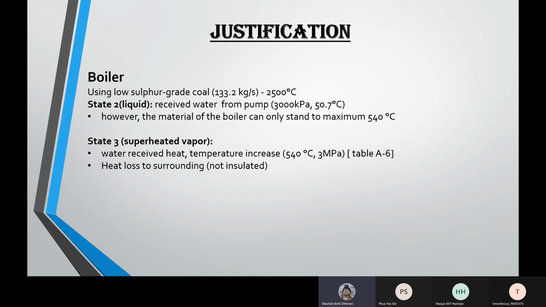540 degrees Celsius, which is the heat received from the boiler. The water will receive the heat from the boiler, and then the temperature increases to 540 degrees Celsius, and the state of the liquid becomes a superheated vapor, and the heat is lost to the surroundings as it is not insulated well. Next.